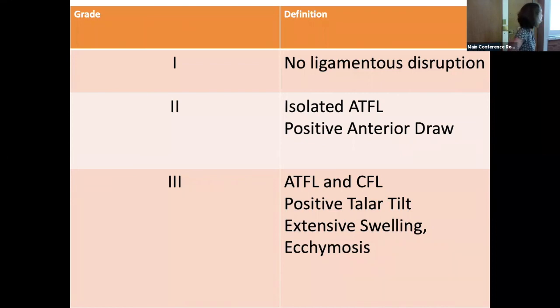And then finally, grade 3, these are your patients who look really uncomfortable. They're not able to walk, there's extensive ecchymosis, extensive swelling, and they've torn both their ATFL and their CFL. So these patients are the ones that we're really concerned about, especially for syndesmotic injuries, and we'll talk about what that means in just a second.